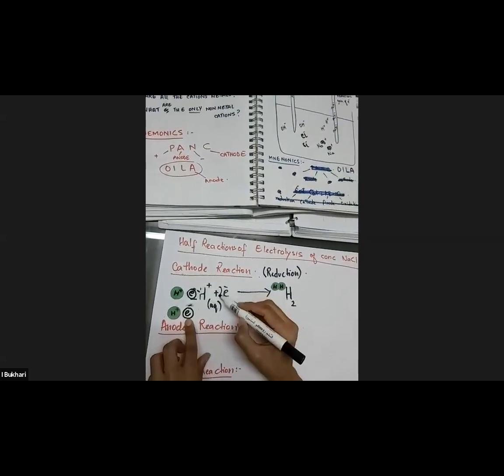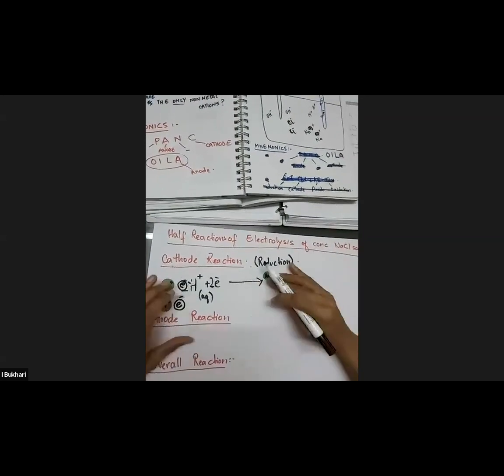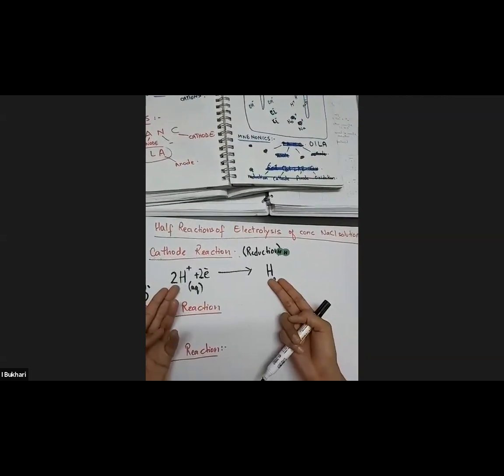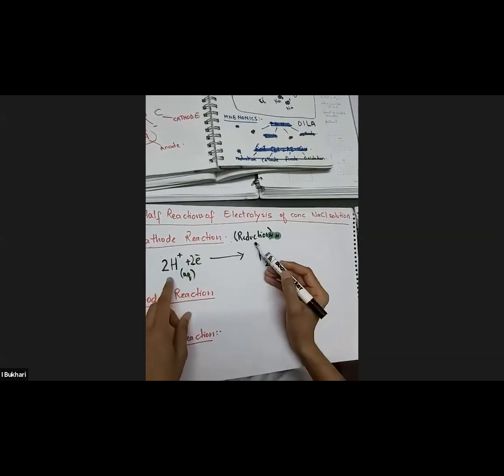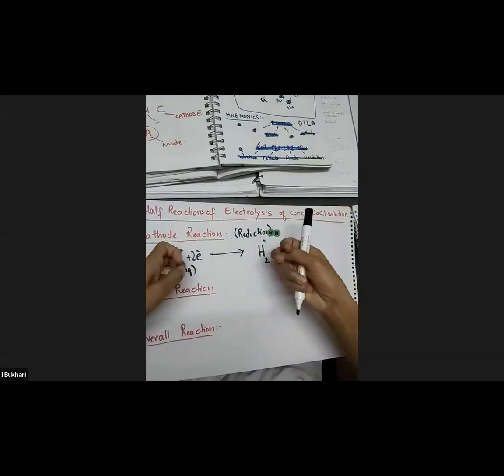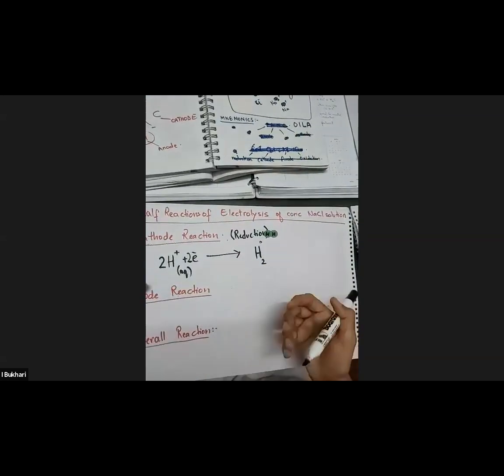So 2 electrons. Now this is chemically balanced, 2 hydrogen atoms here, 2 hydrogen ions here, and +2, -2, 0. So 0 here, and this is 0. So electrically and chemically, this is balanced now. Okay, now come to the anode reaction.